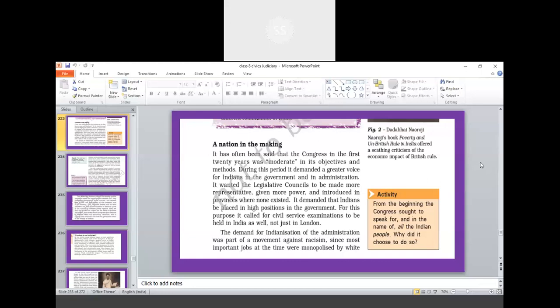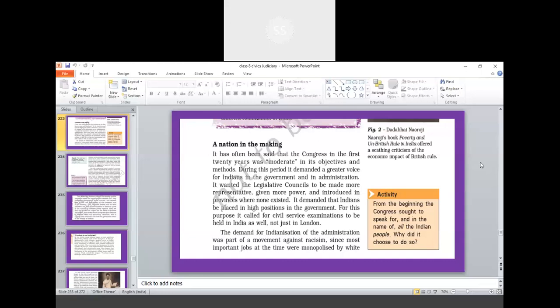Actually, this chapter should be taught in offline mode because I can't explain each and every aspect of this chapter in online mode because a lot of things relate to nationalism. It's really sheer bad luck that they are not able to meet.